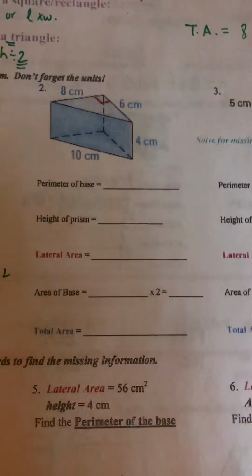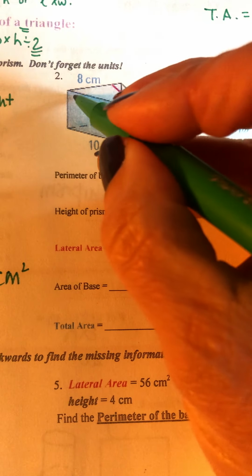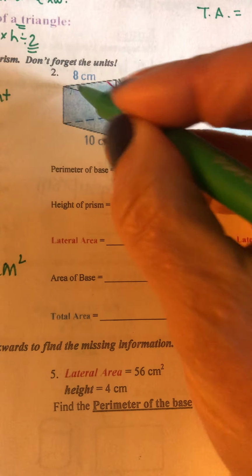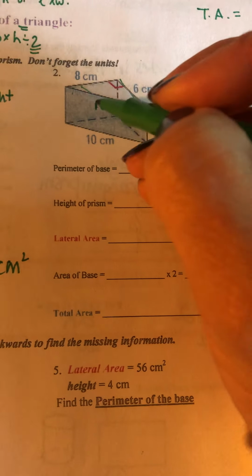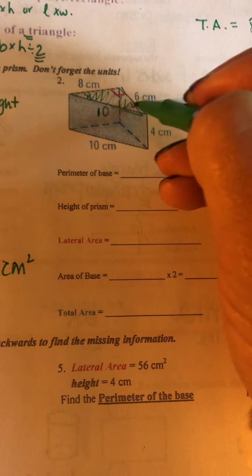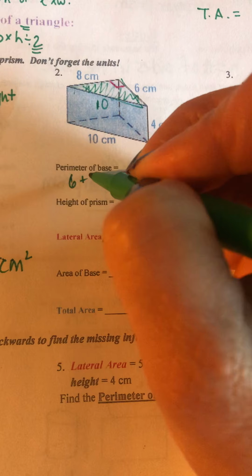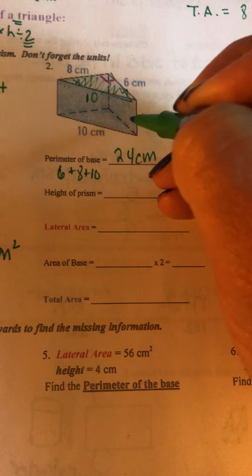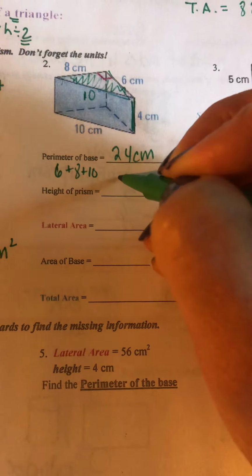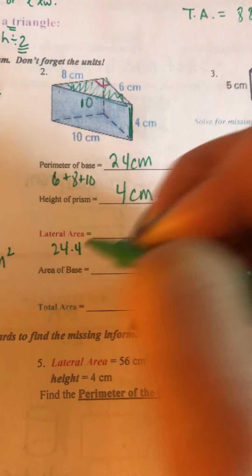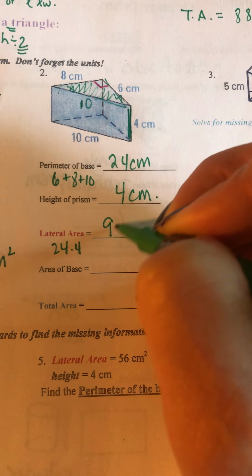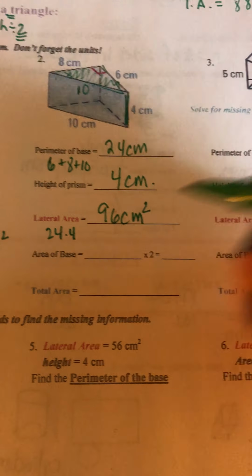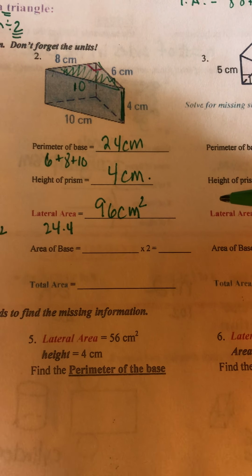These are triangular prisms. So triangular prisms, here is the base. I'm going to rewrite that 10 because that's going to match, right? So the perimeter of the base, 6 plus 8 plus 10, is 24 centimeters. And the height, of course, which connects the 2 triangles, is 4. Lateral area, perimeter of base times height, is 96 centimeters squared.